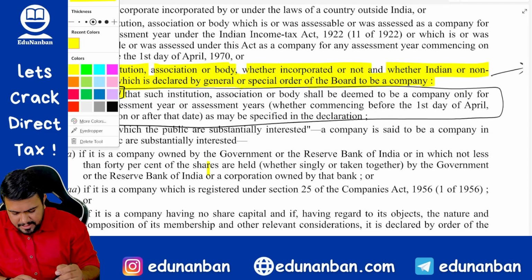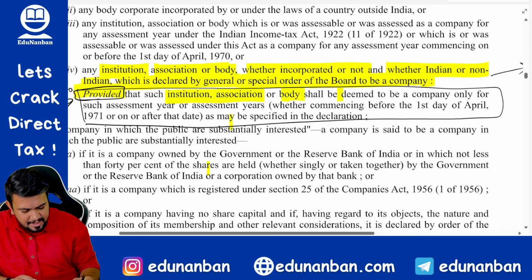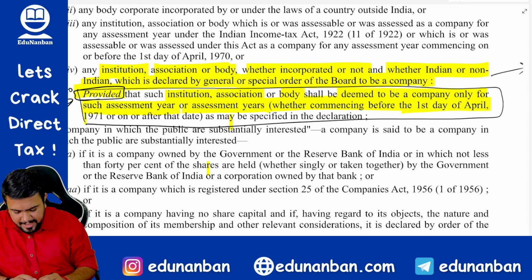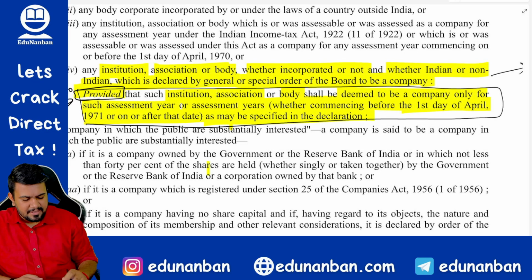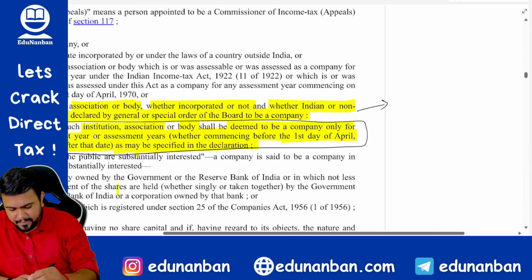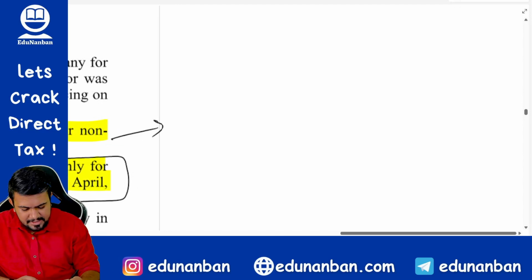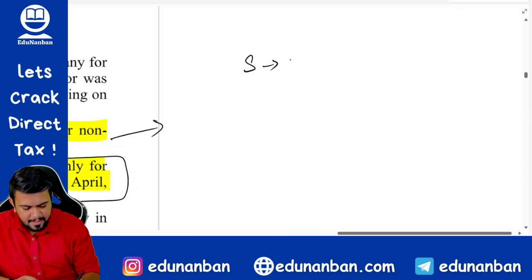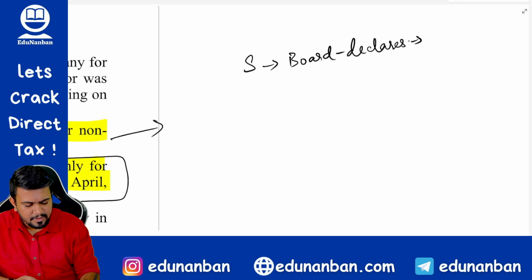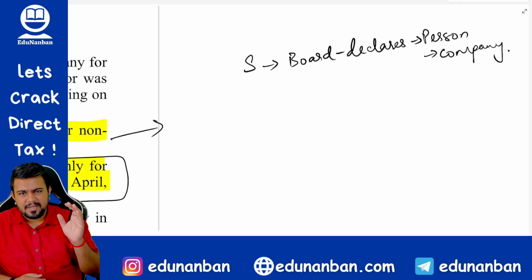Provided that such institution, association, body shall be deemed to be company only for such assessment year or assessment years, whether commencing before first day of April 1971 or not, or after that date as may be specified in the declaration. So what is given? The section is telling that if the board declares that a person is a company, then that person will be considered as a company.